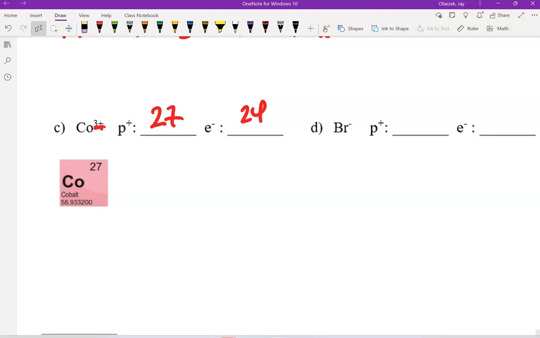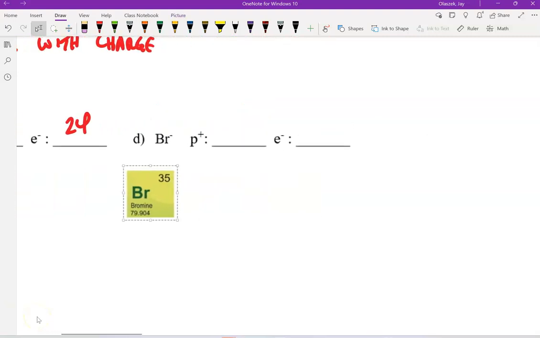The last one is bromine. Here we're looking at bromine, and it tells us that its atomic number is 35. That means it must have 35 protons. This particular example has a charge of -1. That means it has 1 extra electron. And so, in this case, if it originally had 35 protons and 35 electrons, now it has an extra electron. That means we're up to 36. That's all you do.